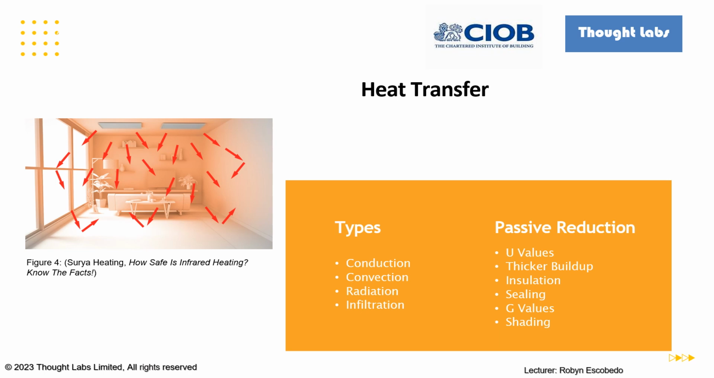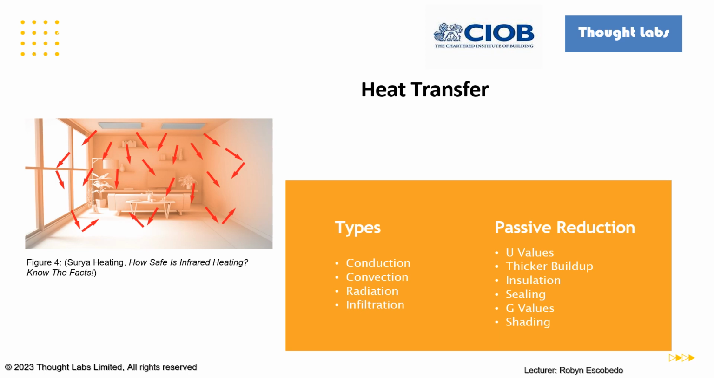And finally, we have infiltration. Infiltration is where air is introduced into the building via leakage. This could be via cracks in the building fabric, for example. The cooler air in the winter will introduce drafts into the building and lower the temperature. The heating system will need to overcome this.